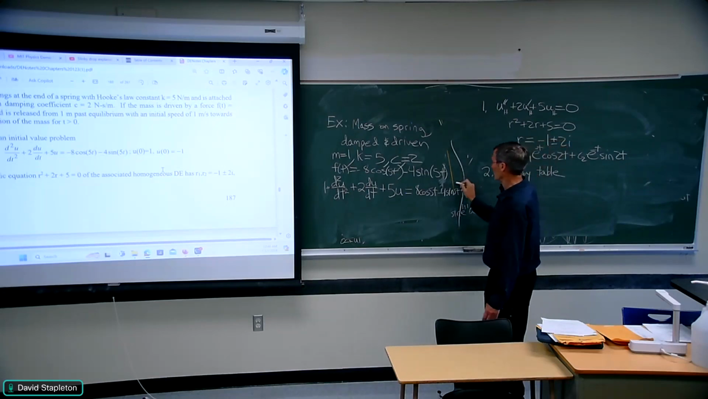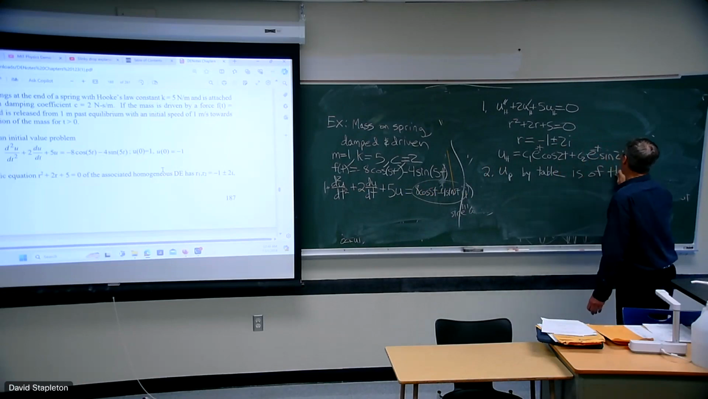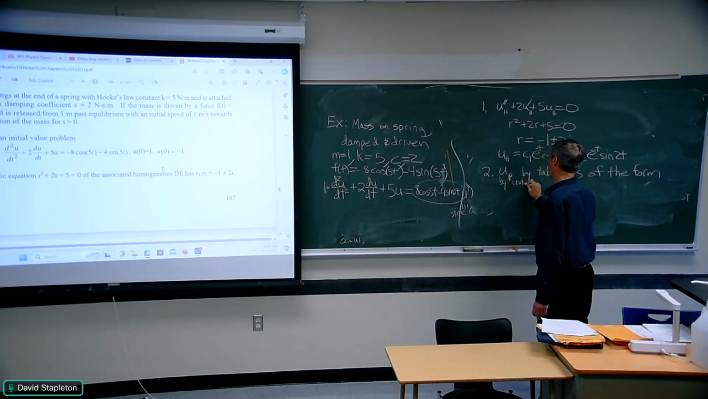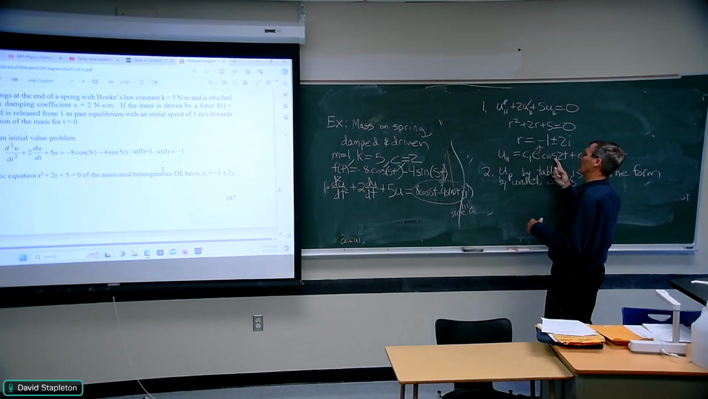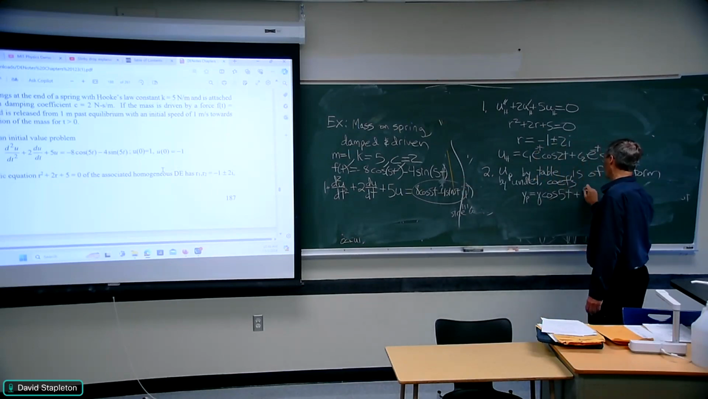Well, if the driving force is a sine wave, it has the form, by the table of undetermined coefficients, also a sine wave, right? And we don't need to multiply by t because the sine and cosine are solutions of the homogeneous problem. It's an exponential times a cosine and sine, an independent solution, right? So it's yp equals gamma cosine 5t plus delta sine 5t, since we're driving it at a frequency of 5. So there will be a solution of this form.